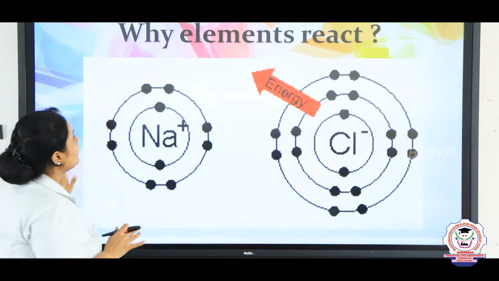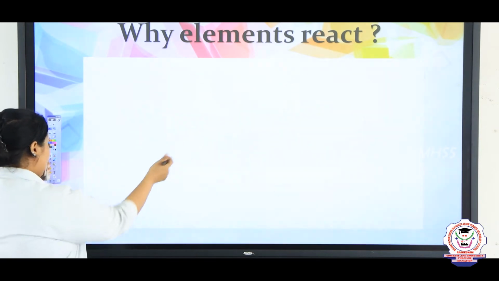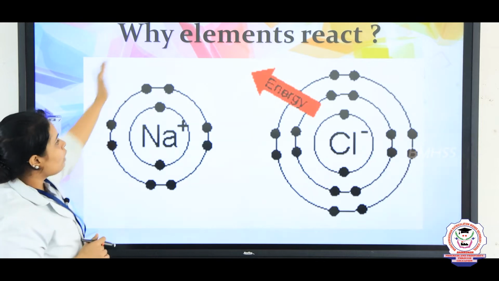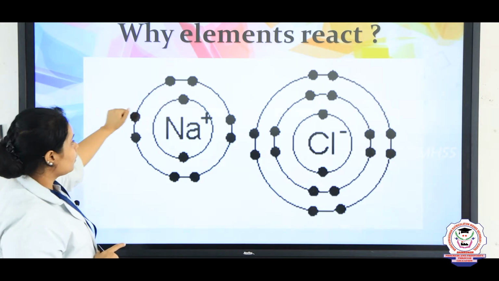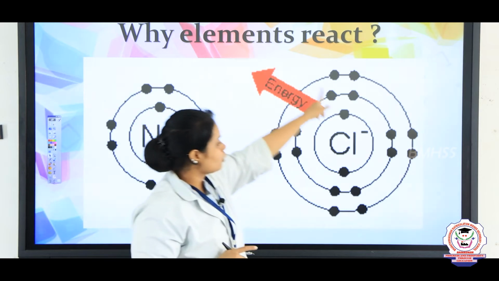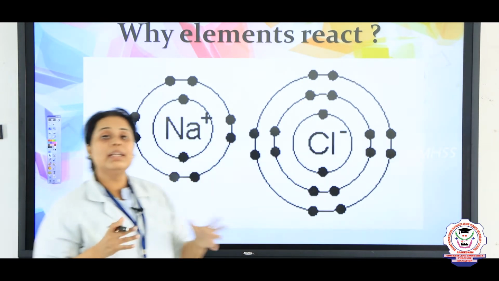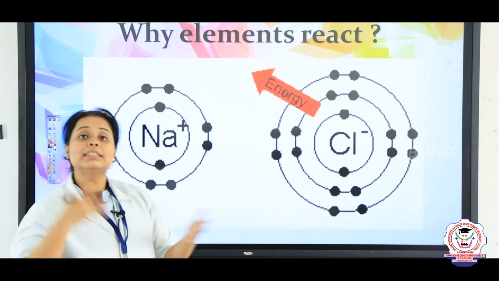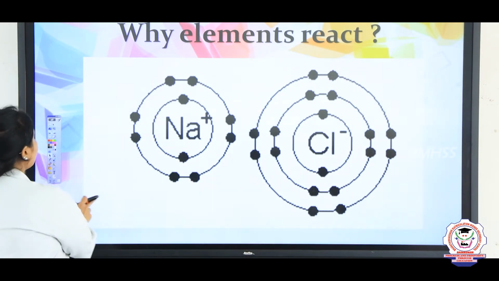So now let's see how the elements react. Children, for example, if I take sodium, in the outer shell there will be only 1 electron present. See, I will show you here. There is only 1. So what happens here? This 1 electron goes to the chlorine, and chlorine gets a good bond when it has a fully filled shell, and energy gets released. This is the way the chemical bond happens, okay?